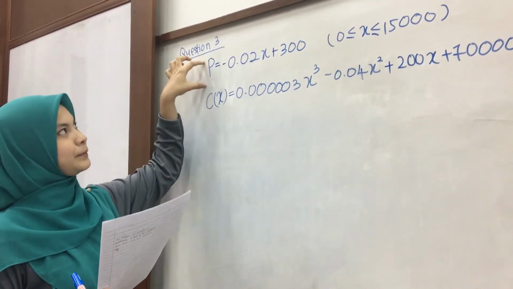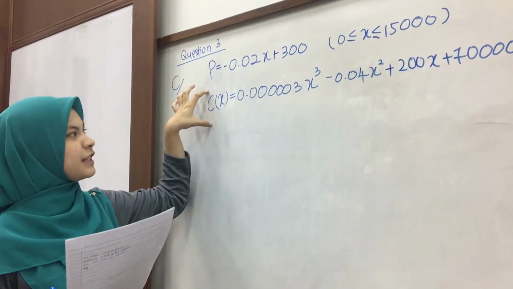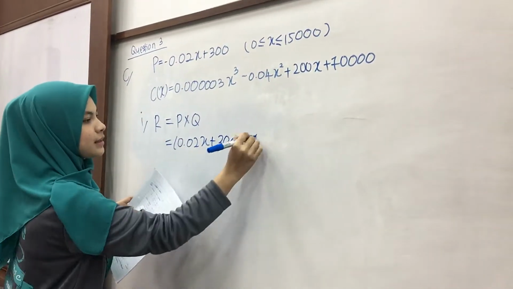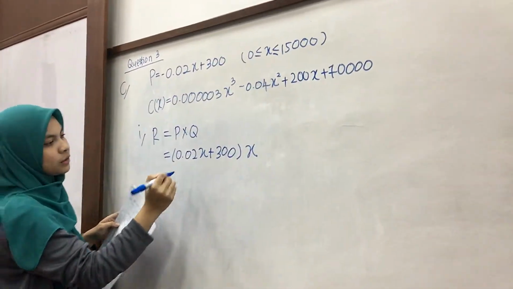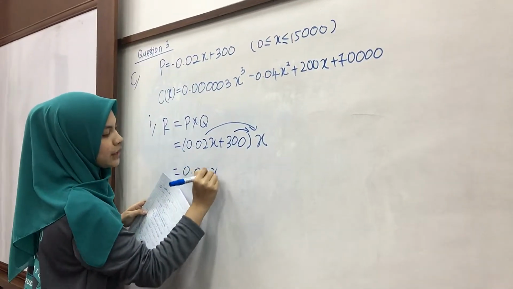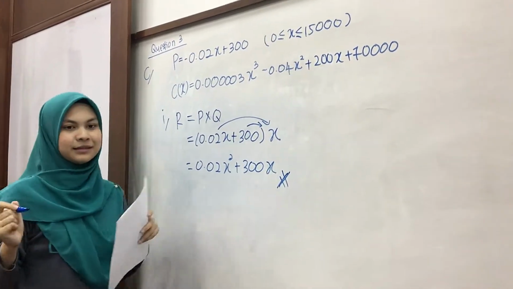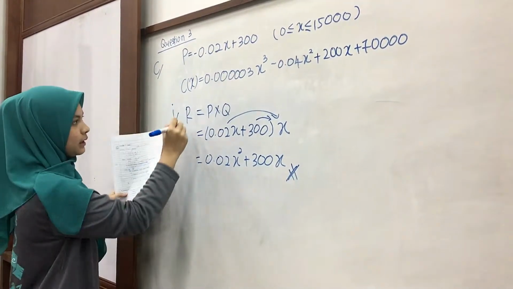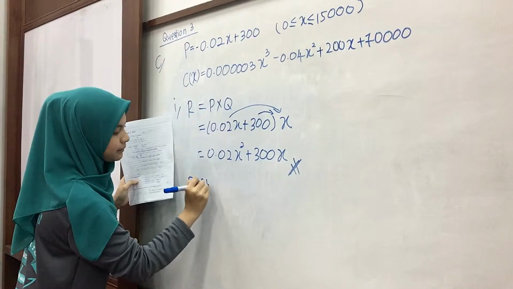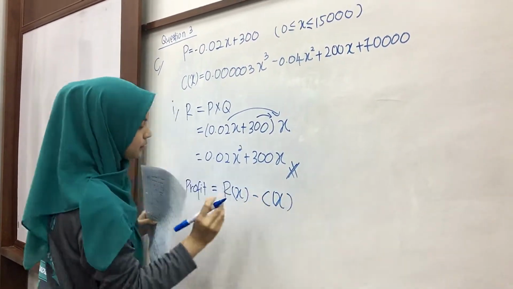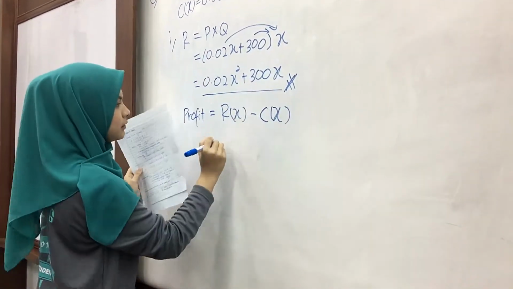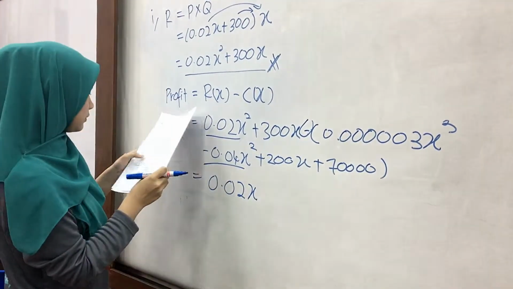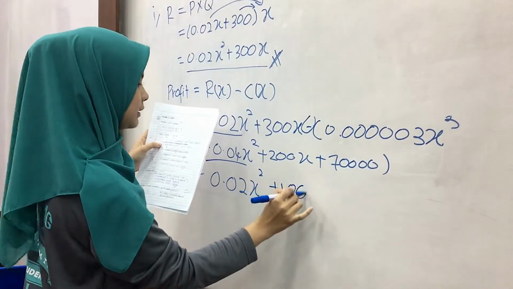C, there's a price function, and it is given as a function of x plus 300, with x units. So we must multiply by x, giving the revenue function of x plus 300x. That is the answer. And the profit function, the formula is revenue minus total cost. Profit is the revenue function minus the cost function. That is the revenue function, that is minus. So our answer is the profit function in terms of x.